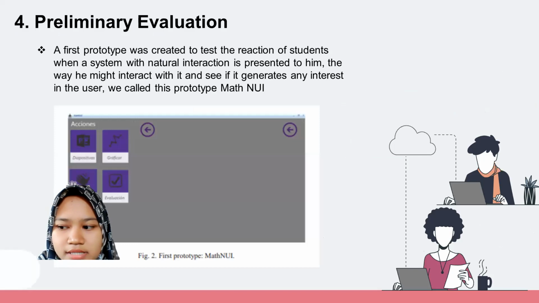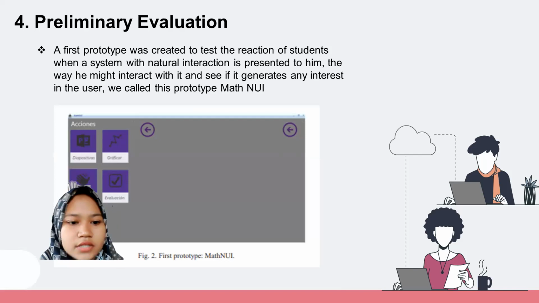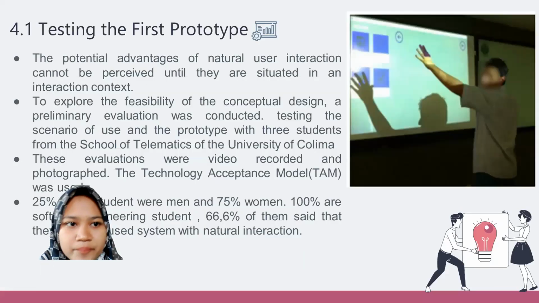And next, preliminary evaluation. A first prototype was created to test the reaction of students when a system with natural interaction is presented to them, the way they might interact with it, and to see if it generates any interest in the user. We call this prototype MathNui. Testing the first prototype.